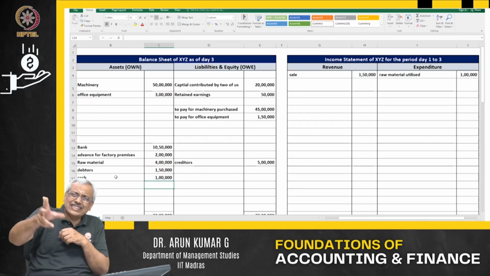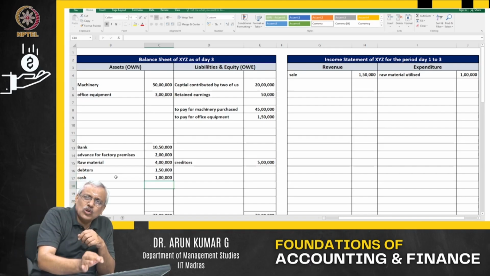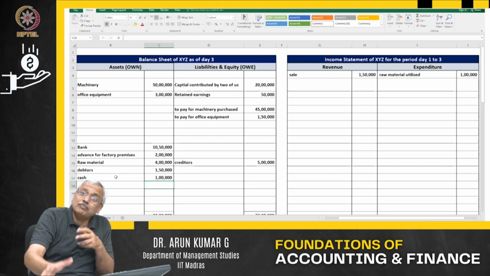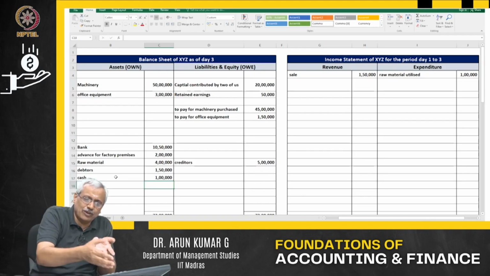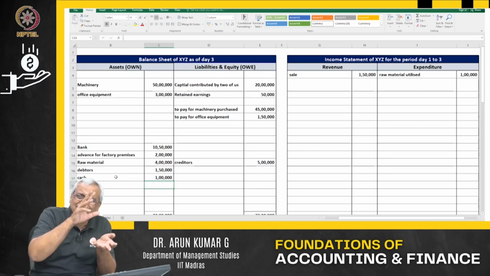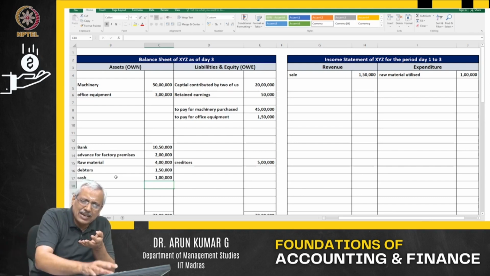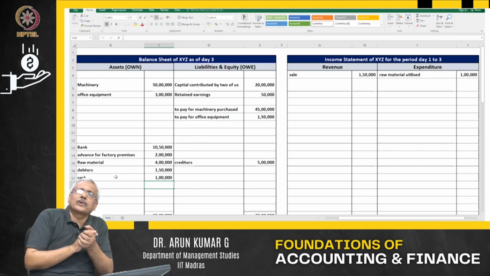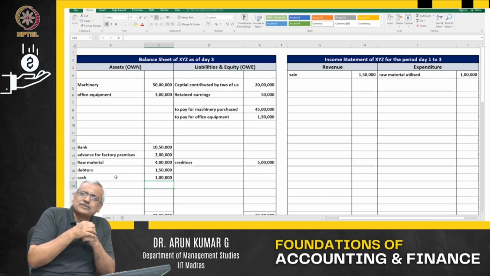So any transaction you take, minimum it will impact 2 out of the 4. Maybe the same head it can impact twice, like what we saw now. But certainly any transaction you have taken, it will impact a minimum of 2 heads out of the 4. We saw that in this particular case.